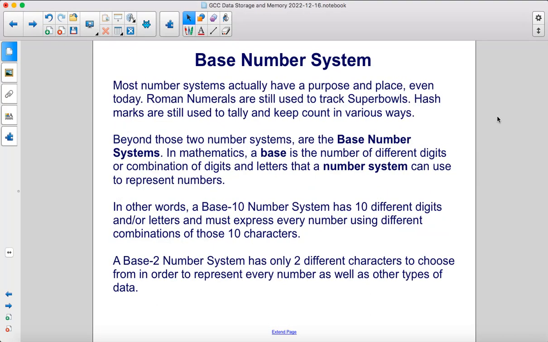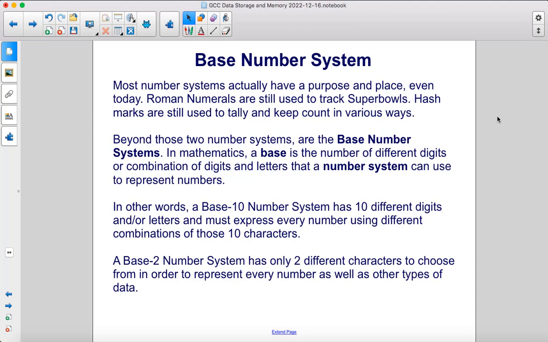Most number systems actually have a purpose and place, even today. Roman numerals are still used to track Super Bowls. Hash marks are still used to tally and keep count in various ways. Beyond those two number systems are the base number systems. In mathematics, a base is the number of different digits or combination of digits and letters that a number system can use to represent numbers.